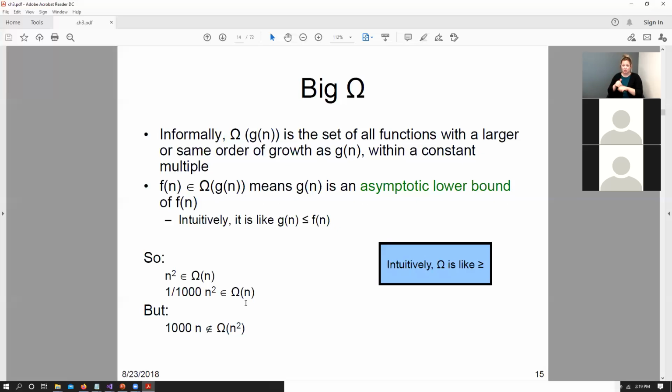Whatever we divide it by, n squared by 1000 or whatever, it will always grow slower than that. However, 1000n is not a big omega of n squared, because big omega of n squared essentially means the lower bound, but n squared, as we know, will always grow faster than n. So we can think about big omega as an equation that is always greater than or equal to our current algorithm, right?